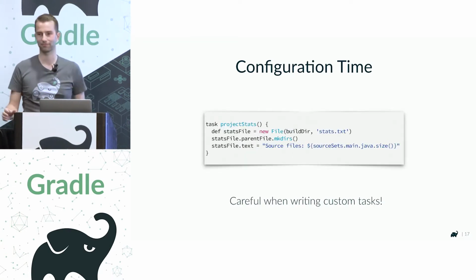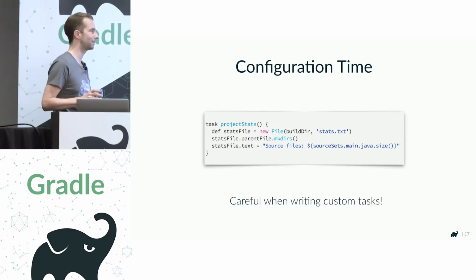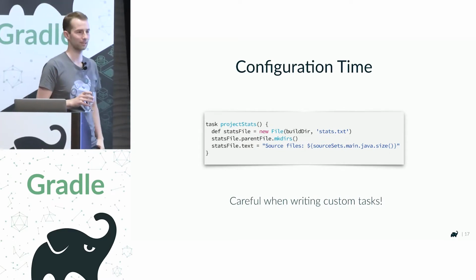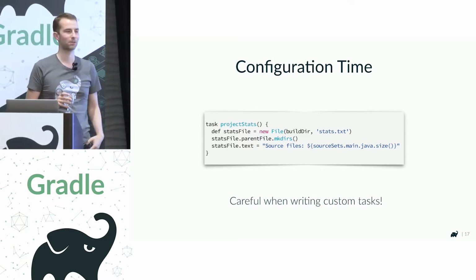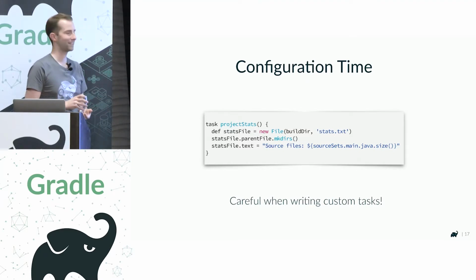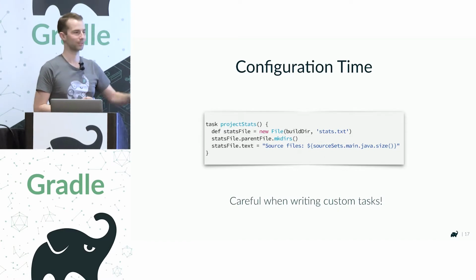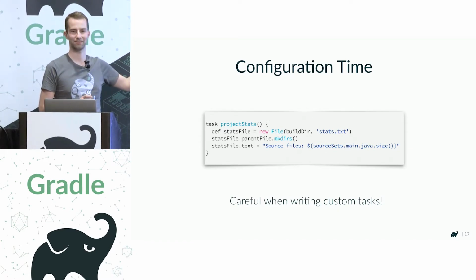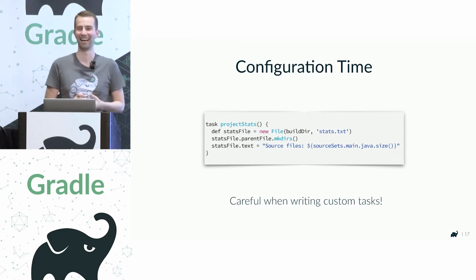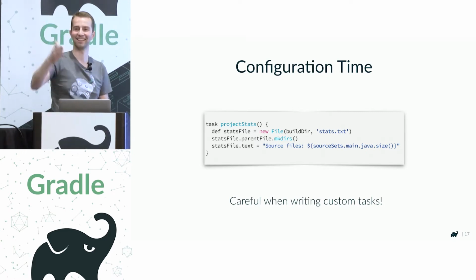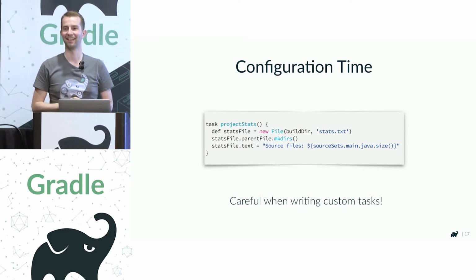Another common beginner mistake, but it happens even to advanced Gradle users from time to time, is just forgetting how to write a custom task. Can anybody say what's wrong with this task? Well, you can say, of course. That's cheating. Go ahead. All of that stuff's going to happen every config.